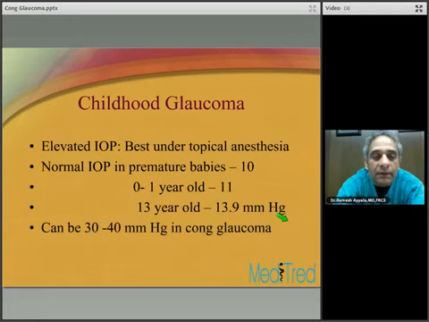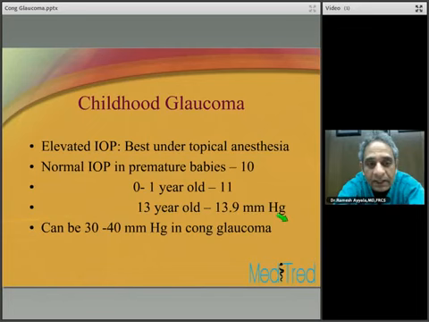Childhood glaucoma, elevated intraocular pressure is best measured under topical anesthesia. Okay, anything else, the intraocular pressure could be altered. Remember, the normal intraocular pressure in premature babies is approximately 10 millimeters of mercury. Between the age of 0 to 1 would be 11, and by the time the child reaches 13 years of age, average intraocular pressure normally is 13.9 millimeters of mercury plus or minus 3. So in patients with congenital glaucoma, typically the intraocular pressure is between 30 and 40 millimeters of mercury. Okay, 30 and 40 millimeters of mercury in patients with congenital glaucoma.